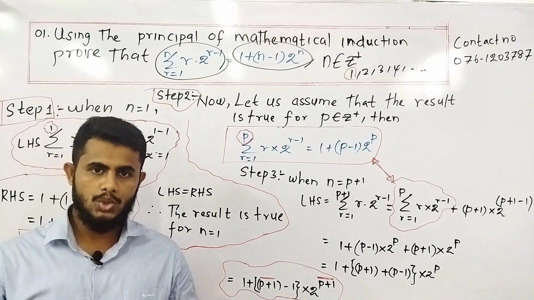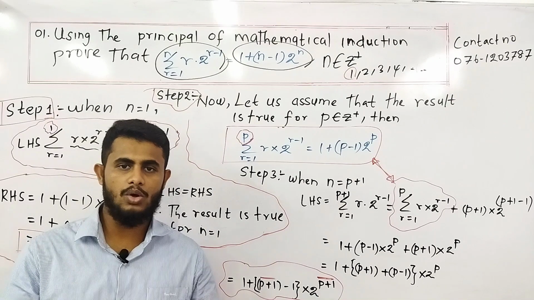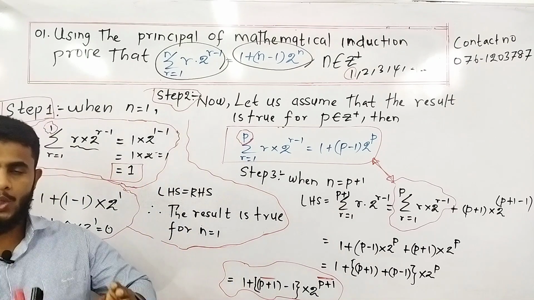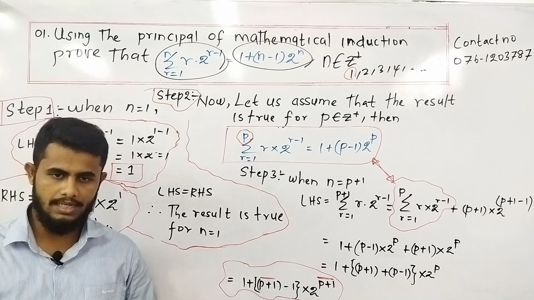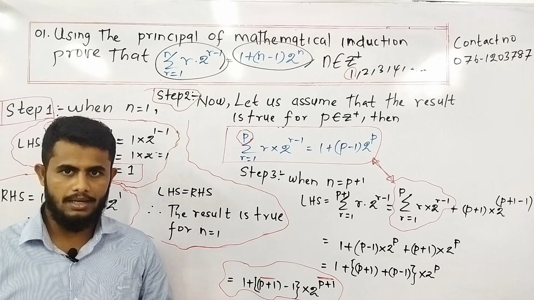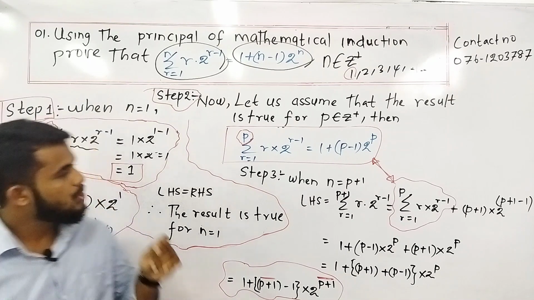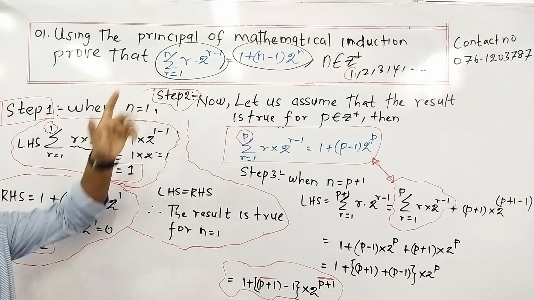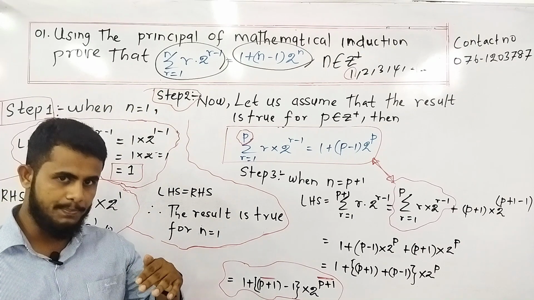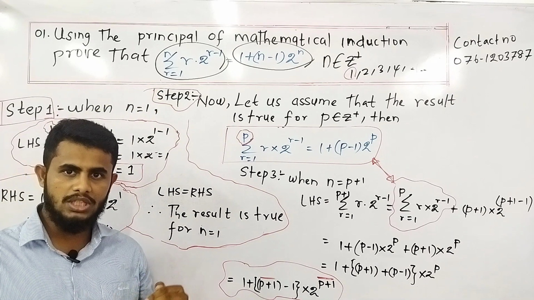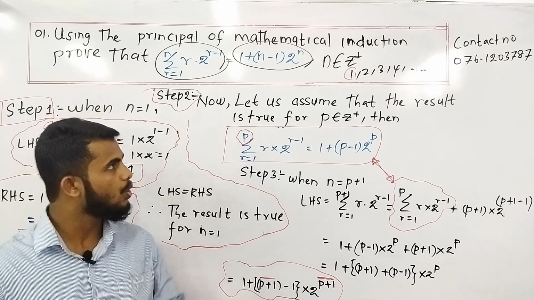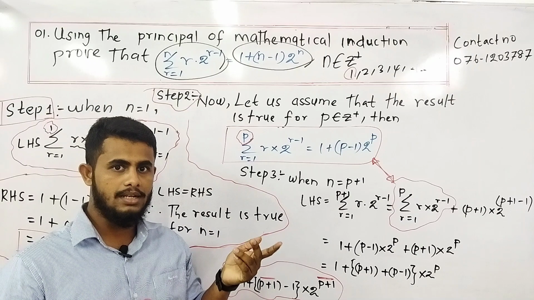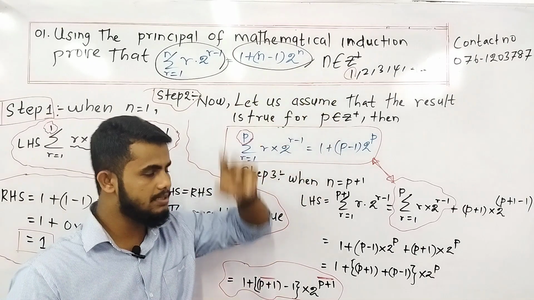My dear students, today we are going to discuss the Royal College paper which was conducted in the year 2022 in the month of January, right? In the part 1 paper, the first question is, using the principle of mathematical induction, prove that summation r equals 1 up to n of r into 2 to the power r minus 1 equals 1 plus (n minus 1) into 2 to the power n, for all n belongs to Z plus.